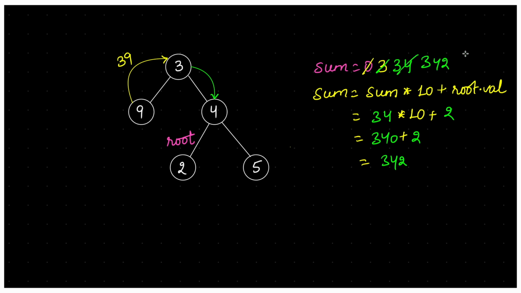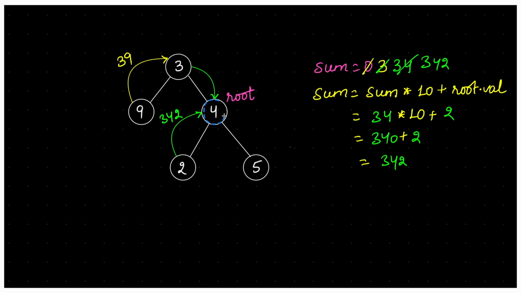Okay, and now just try to look at this. This current root node is basically a leaf node. If it's a leaf node, just return the value from here. So you will return 342 from here. And because now you are returning, you will once again come back to this root node.